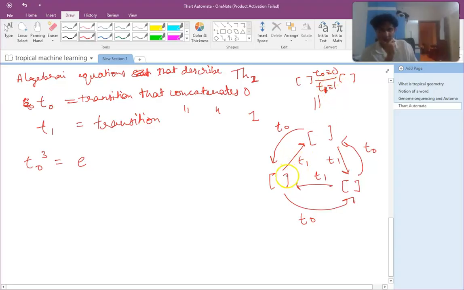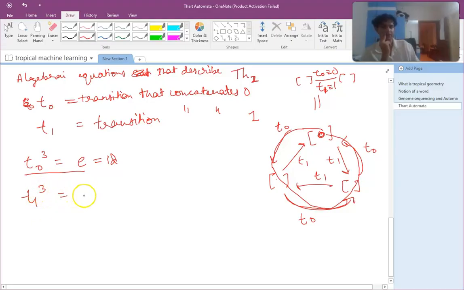So now we have these arrows directing us from one vertex or one state to another. And I want to notice that if you start at this point and you do T0 3 times, it is obvious that T0 cubed is equal to the identity element, or basically doing nothing, as if you never moved.